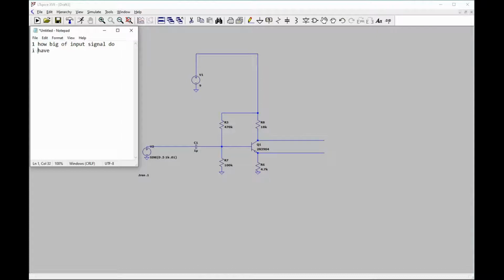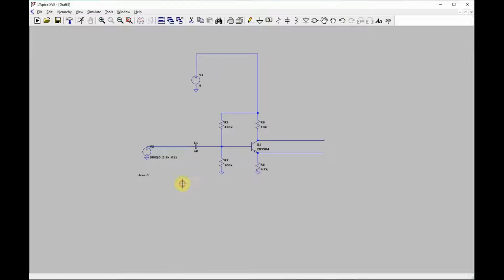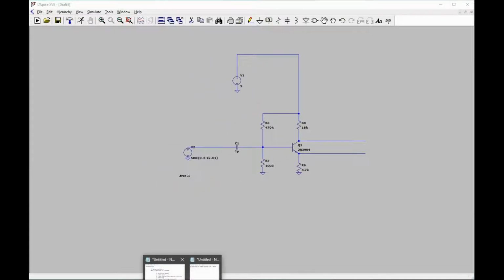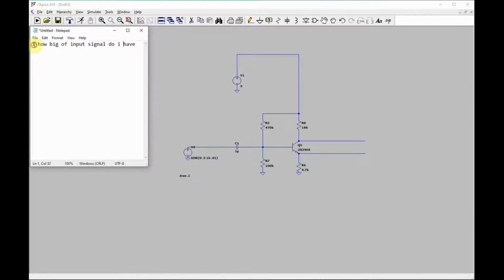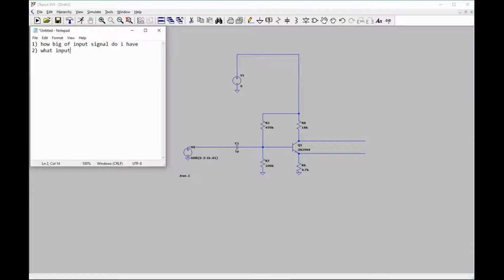Now you don't always have to do this in this order, but this is the way it comes up for me most of the time. This would be the first thing I'm usually thinking of. The second thing I'm thinking of is what input impedance do I need, because I'm feeding something into it, and so I have to know what input impedance I need. It's usually 10 times higher. So I'm just going to type this in: what input impedance do I need?